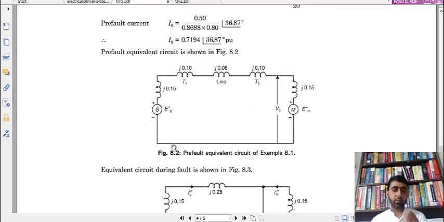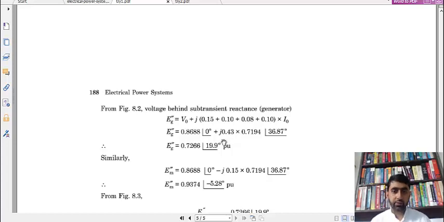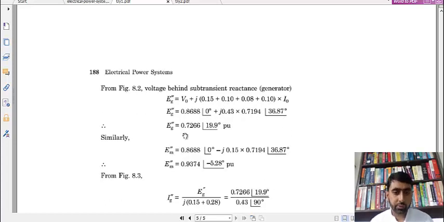That's 0.28 plus 0.15, that will be 0.43. This will be the voltage at the bus, and this is the voltage drop of this. This is the current, and this is the total impedance. It comes out to be 0.7266 at 19.9 degrees.